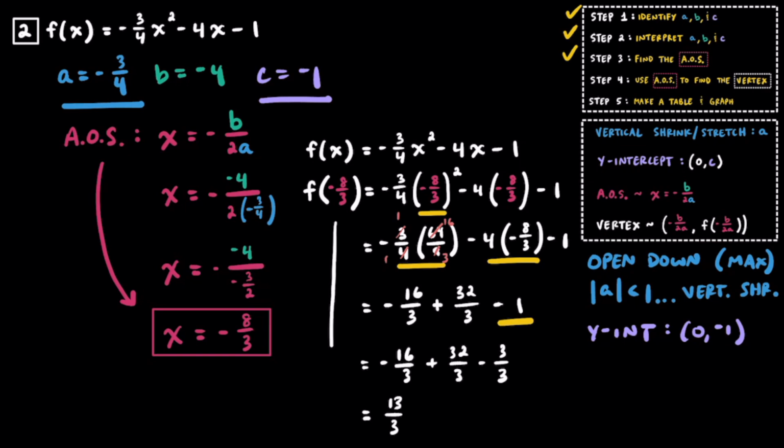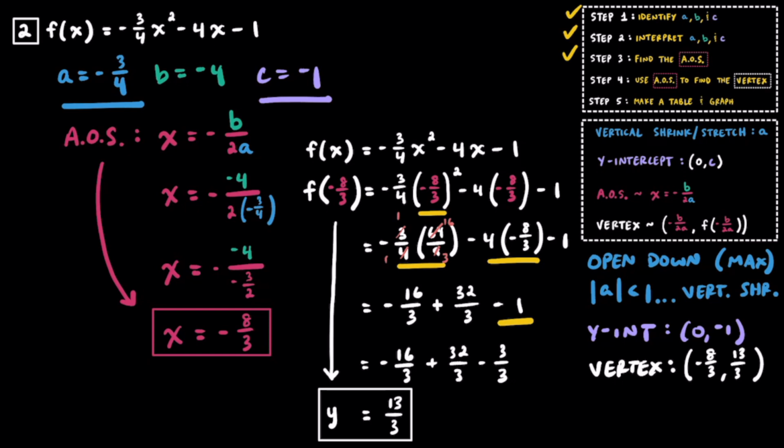When the x value for this function is equal to negative 8/3, the y value is equal to 13/3. That's going to be the maximum value for this parabola. After all that work, we now know where the vertex is located. We know from the A.O.S that the x-coordinate is going to be at negative 8/3, and we know from what we just solved, we found out the y value, or y-coordinate, is going to be 13/3.